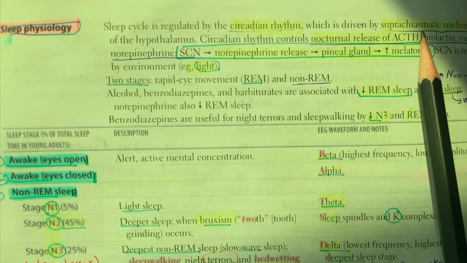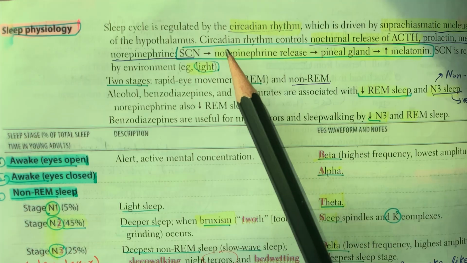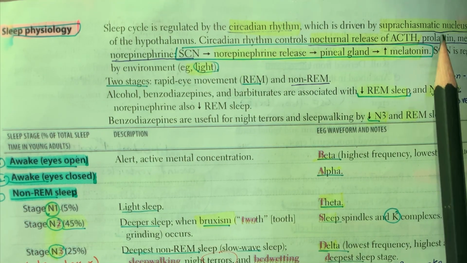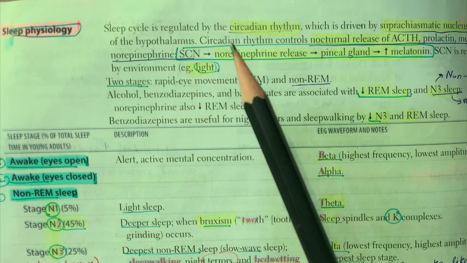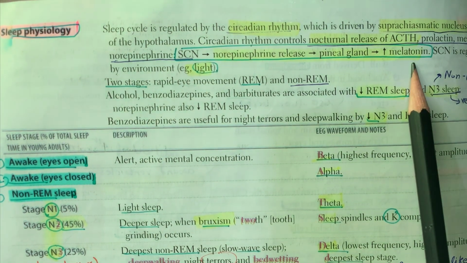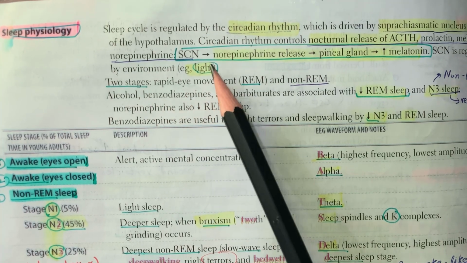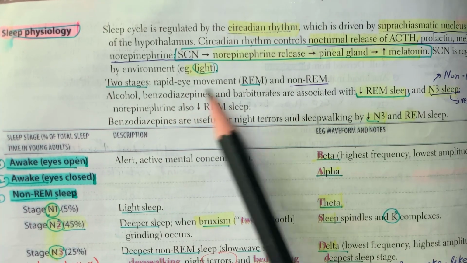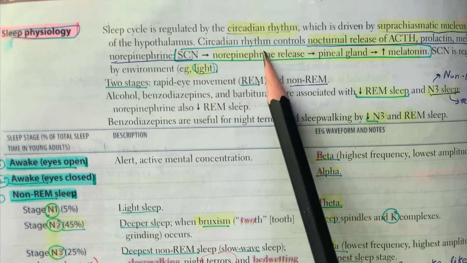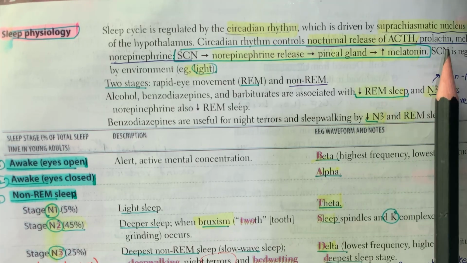It is driven by the suprachiasmatic nucleus of the hypothalamus. The circadian rhythm controls nocturnal release of ACTH, prolactin, melatonin, and norepinephrine, and this nucleus releases norepinephrine into the pineal gland that will increase melatonin. So it is regulated by the environment, for example, light. After you close your lights, norepinephrine will be released. It will stimulate the pineal gland to release melatonin, and that is how you sleep.